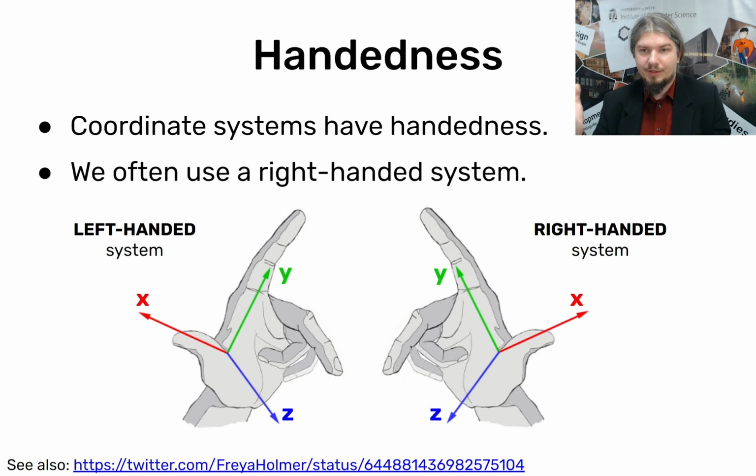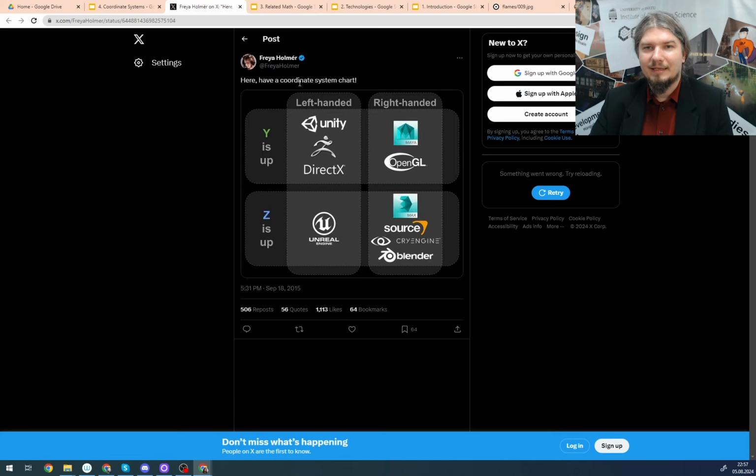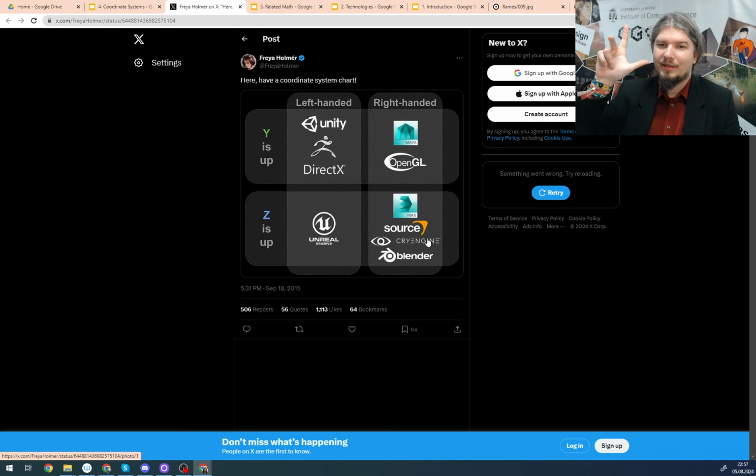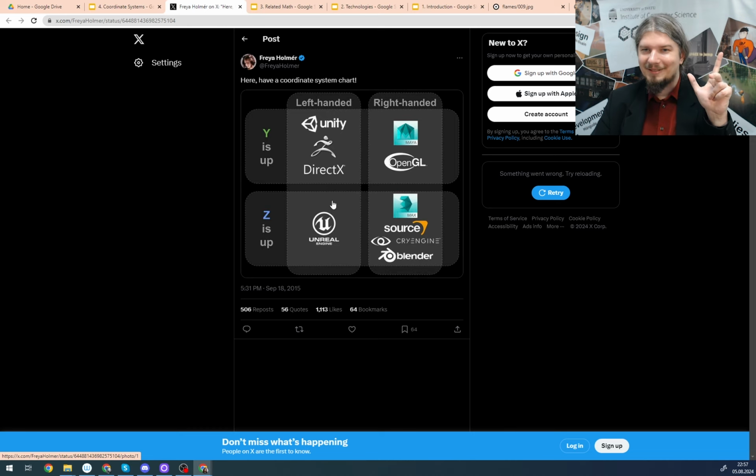In computer graphics, we often use a right-handed system, but there are of course instances where we also use a left-handed system. There is this very cool illustration here, a coordinate system chart. In OpenGL, Blender, Source Engine, CryEngine and Maya, a right-handed coordinate system is used, although what is up, whether Y is up or Z is up, is different. But in Unity, DirectX and Unreal, a left-handed coordinate system is used. This creates a few problems when you move 3D models from Blender to, let's say, Unreal. Just know that if something is off, it might be that your coordinate system has a different handedness, or that the direction of up is different.